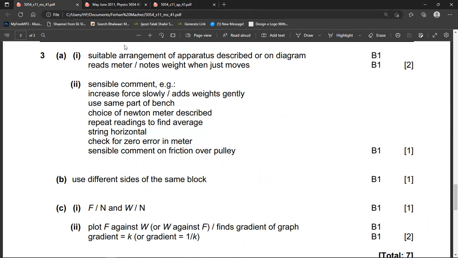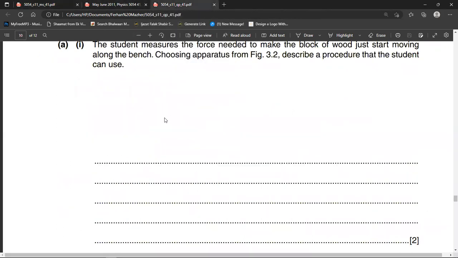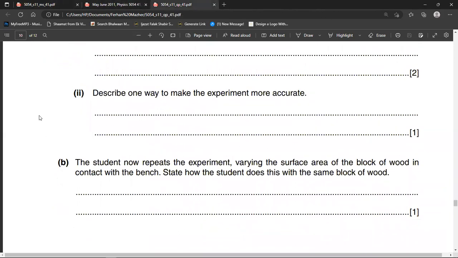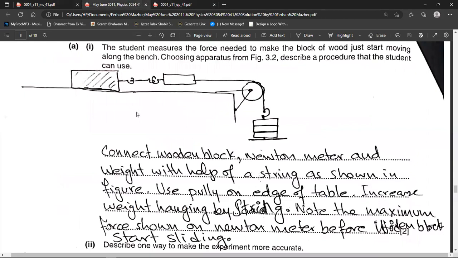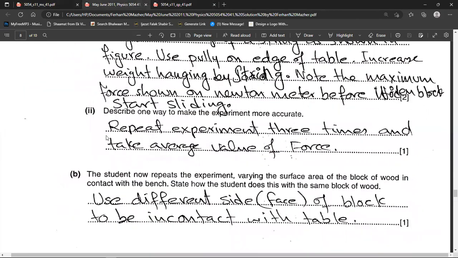Okay, so this is the marking scheme. You can pause the video. Describe one way to make the experiment more accurate. So repeat the experiment 3 times and take average value of the force.